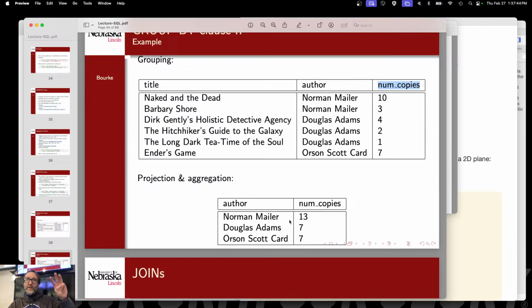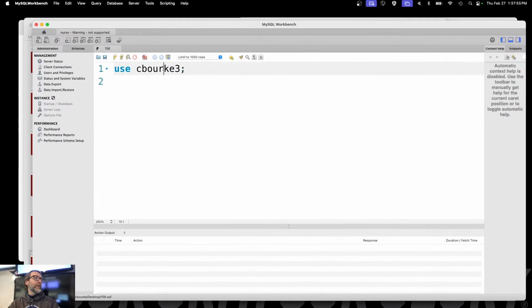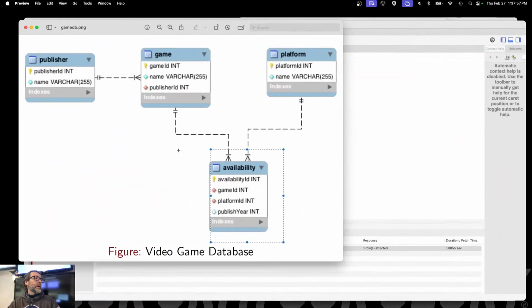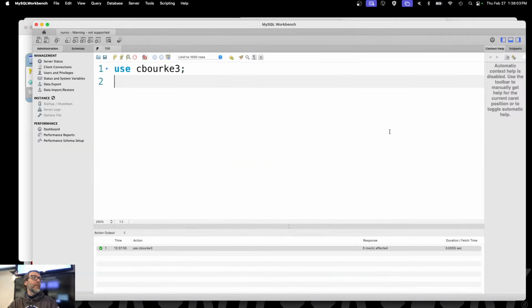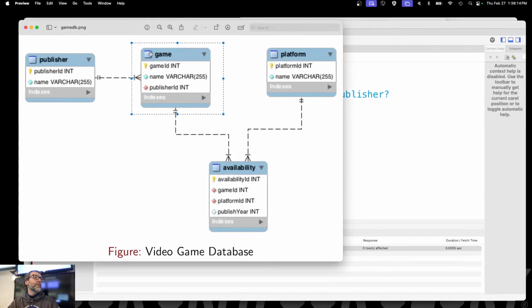We're taking 3 dimensions, we're squishing it down and losing one of those dimensions, but we're gaining something else. We're gaining new information over here, okay? And I want to do that over here in our database. In particular, let's go ahead and look at this game table, just the game table for now. I want to know how many games are published by each publisher. How many games are published by each publisher? Right? So I'm just going to involve myself with the game table here.